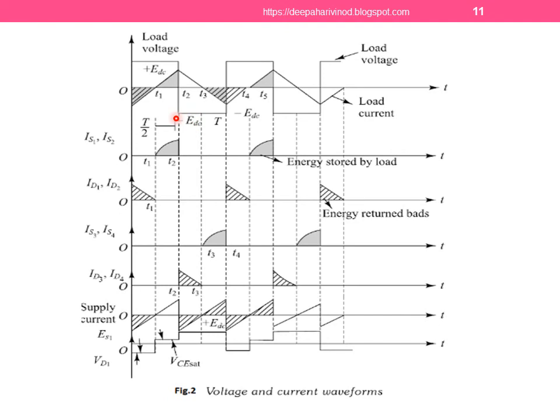But the load current continues to flow in the same direction through S3 and S4. Here we can see the load current in the same direction through S3 and S4. The stored energy in the load inductance is returned back to the source in this mode. So whatever energy is stored in the inductor returns back to the supply.